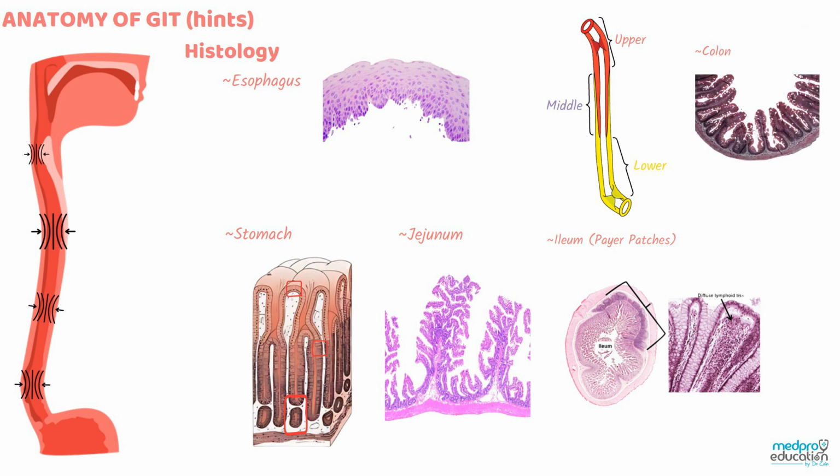The small intestine absorbs nutrients, with jejunum specialized for absorption and ileum containing Peyer's patches. The large intestine reabsorbs water, with taeniae coli and haustra as external landmarks.